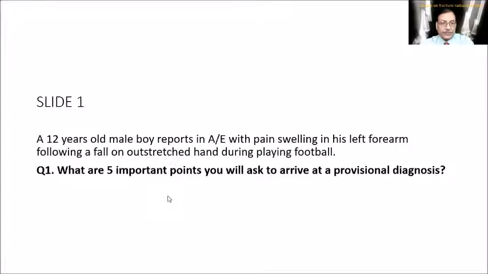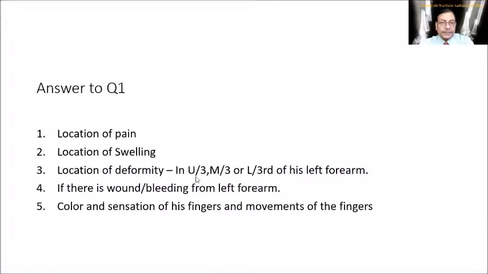So what could be the answer? The 5 important points will be the pain and its location, swelling and its location, deformity and its location, and if there is a wound or bleeding from the left forearm. The color, sensation, and movement of the fingers is to be asked to rule out neurovascular injury.